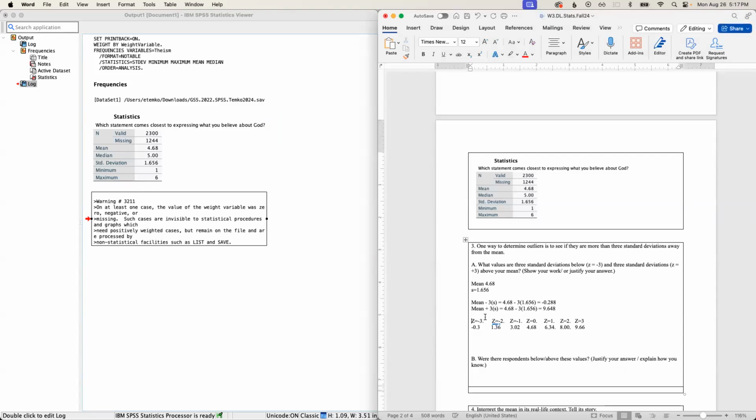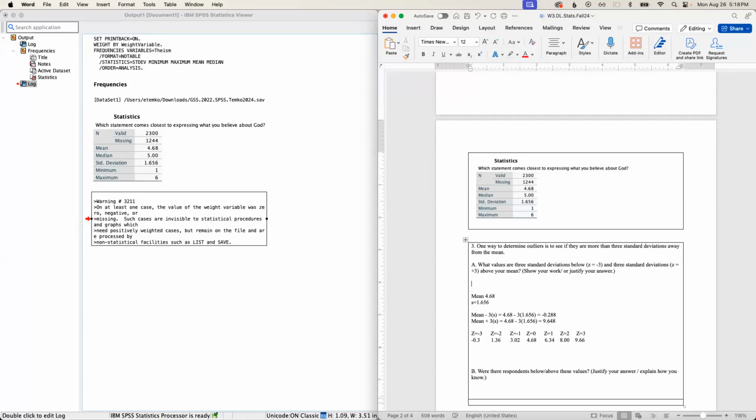Okay, so those are the same thing. Let me just clean that up. So either of these would be showing my work. Okay, and so my answer is negative 0.3 and 9.66.